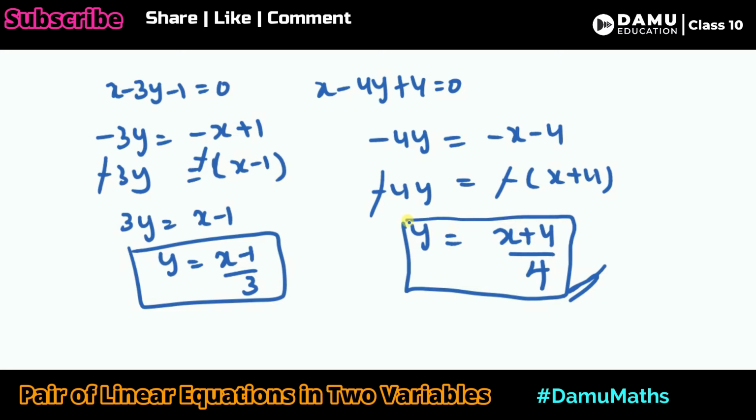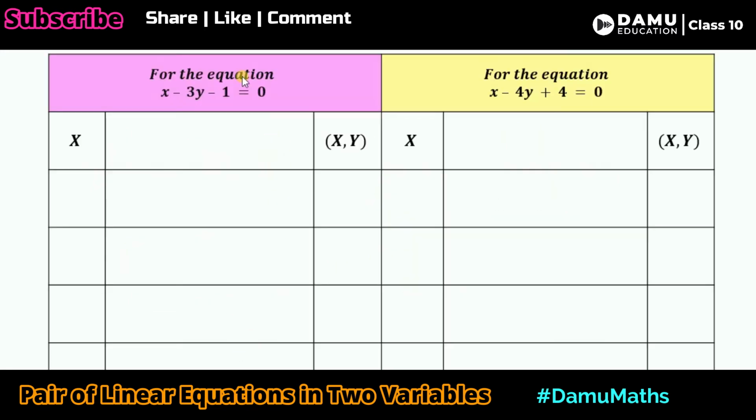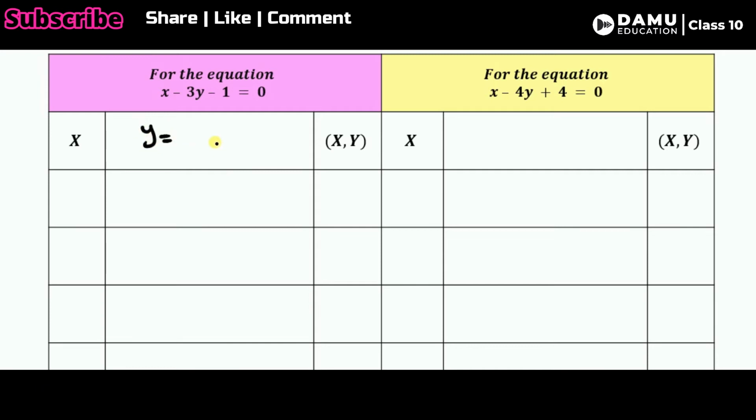Let's find the tabular column and the solutions. Let's see our tabular column. Here for the equation x minus 3y minus 1 equal to 0 and for the equation x minus 4y plus 4 equal to 0. For the first one, the y value is what we already calculated, x minus 1 by 3. Then the y value here will be equal to x plus 4 by 4. Let's take some solutions of x and find out what they are.